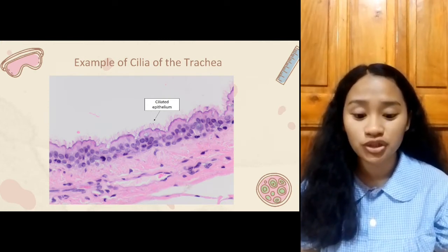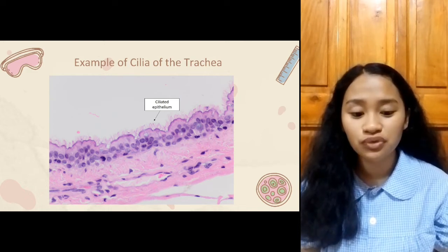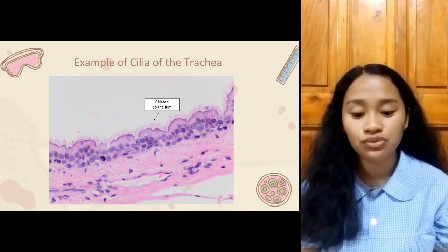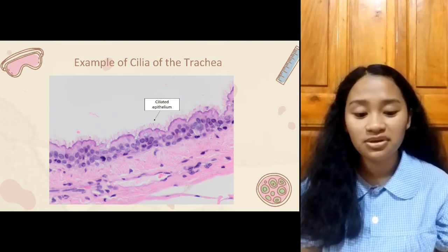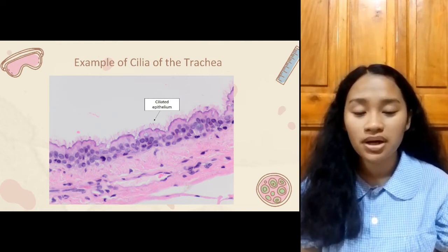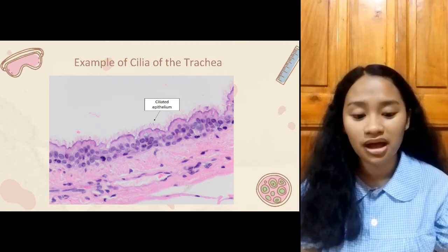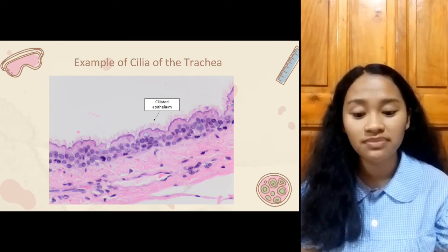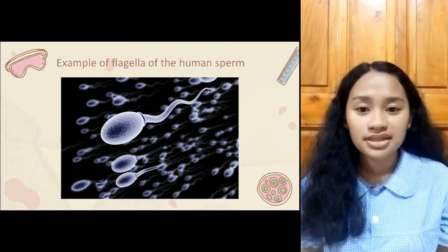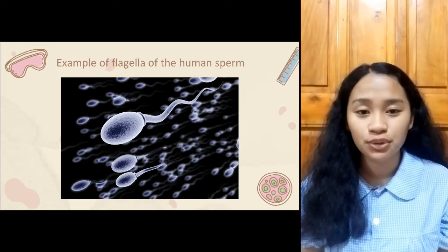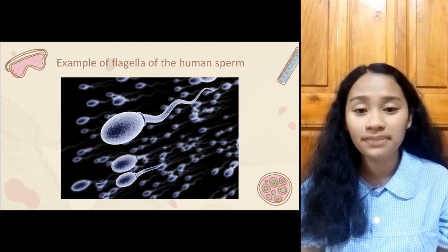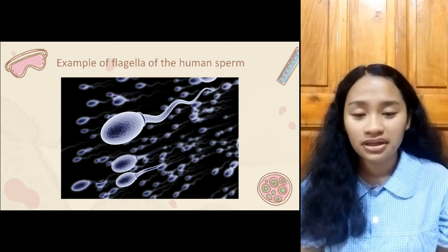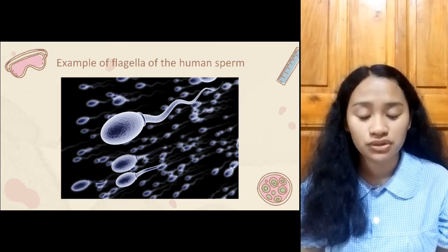First is cilia on the trachea. Cilia help to remove contaminants from organs or tissue by helping to move fluid over the cell. These ciliated epithelial cells remove mucus, bacteria, and other debris from the lungs, beating in a synchronous rhythm to move this debris. Second is the flagella of the human sperm. Flagella allow the spermatozoa to actively reach and penetrate the female gamete, and they exhibit a coiled motion.